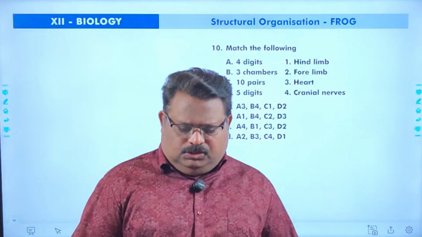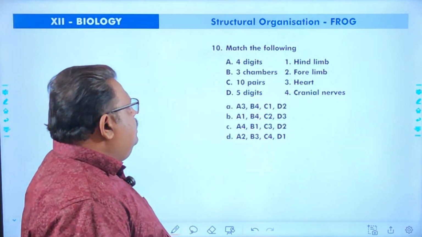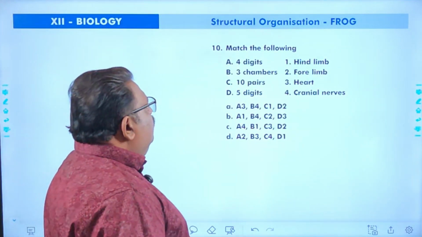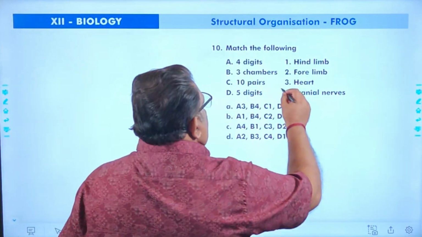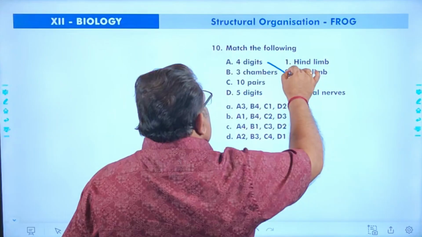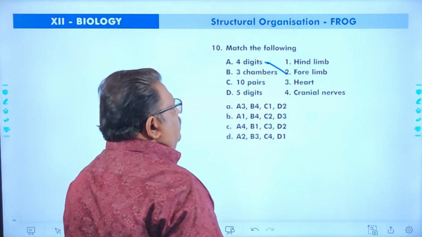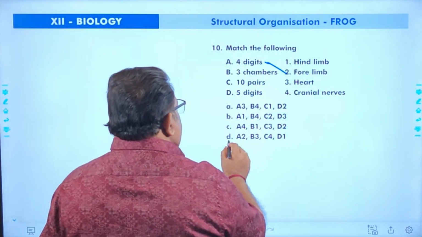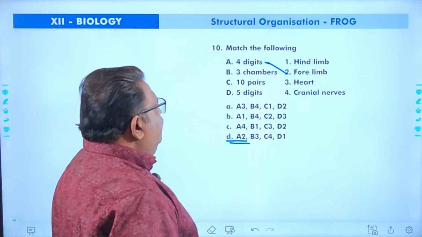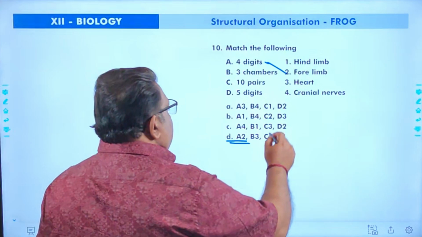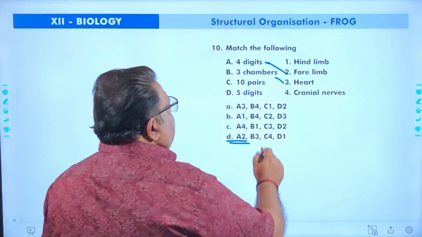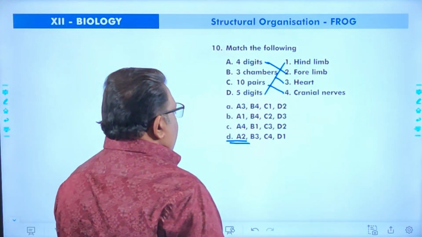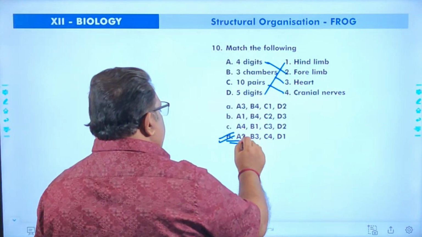Next one, matching type of question. 4 digits, 3 chambers, 10 pairs, 5 digits. The numbers are there. 4 digits are present in forelimb. Each forelimb comprises 4 digits, 4 fingers each. That means A2. Okay, so B, 3 chambers are present in heart. 10 pairs of cranial nerves that you already studied. And 5 digits are present in hind limbs. So A2, B3, C4, D1, D is the answer.